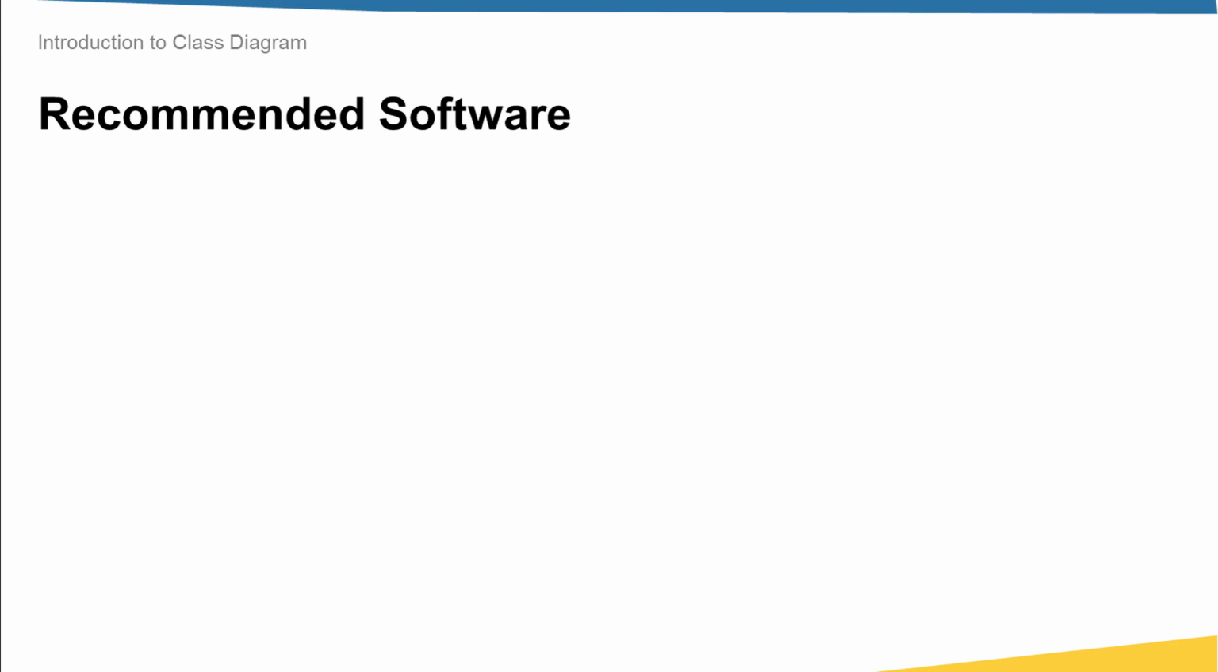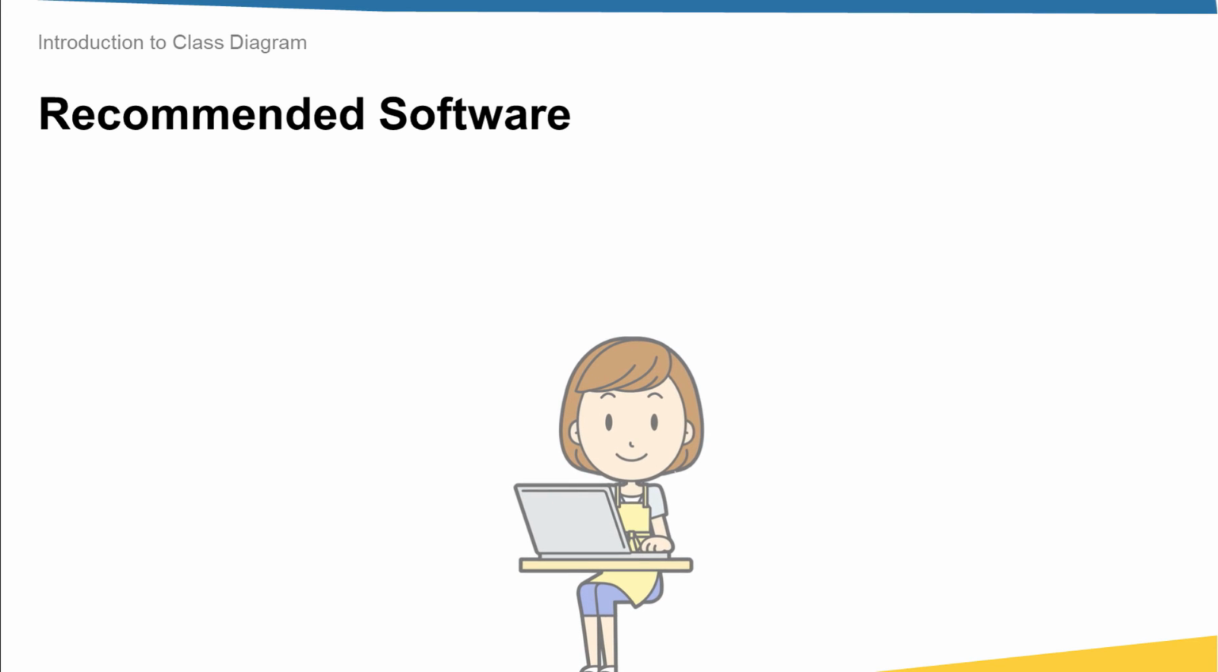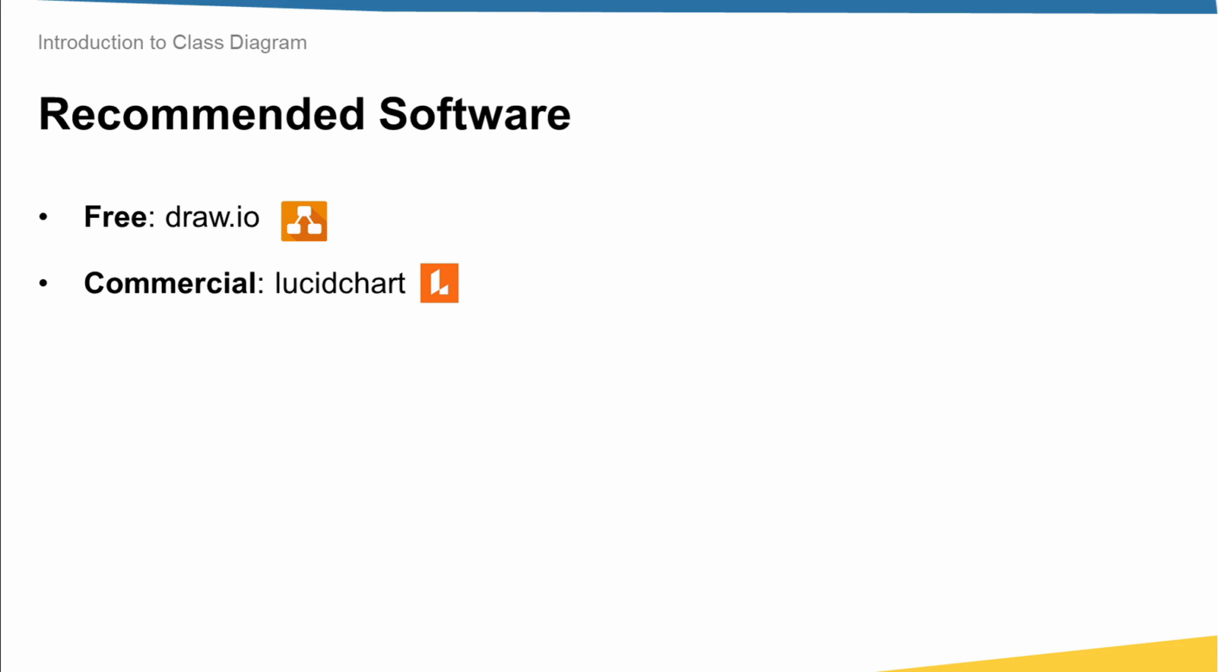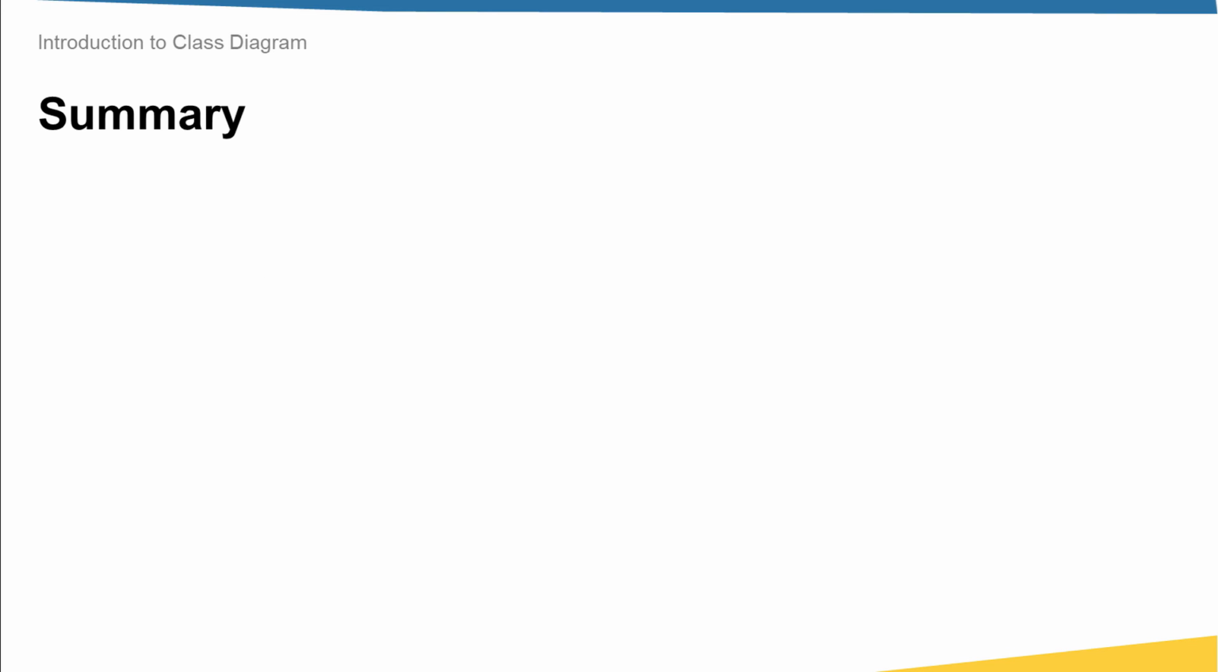Now, in order to draw this class diagram using the computer, you can use some software. The recommended software, the first one, is Draw.io, and it's open source and free software. Or you can use another one, which is a commercial one, which means you have to pay if you want to use it, which is Lucidchart. That's all for this lecture.